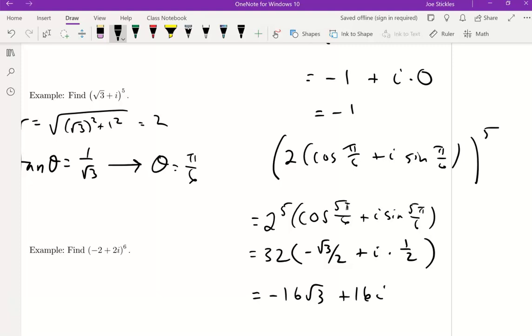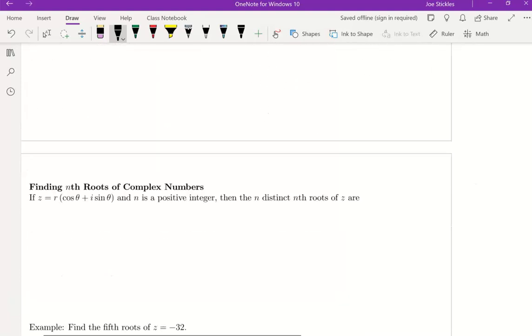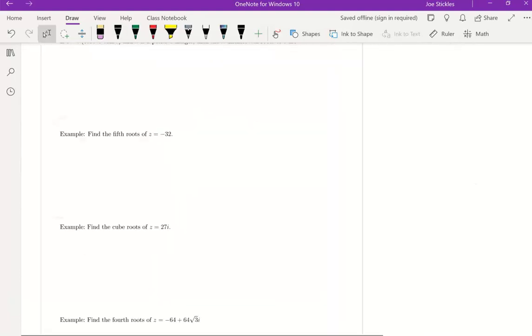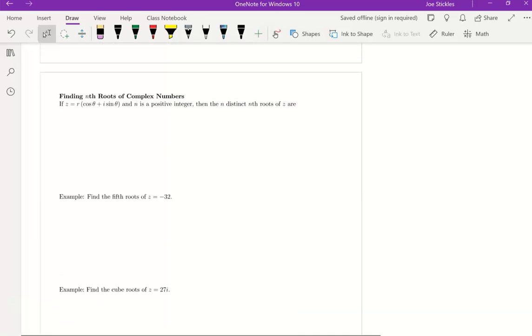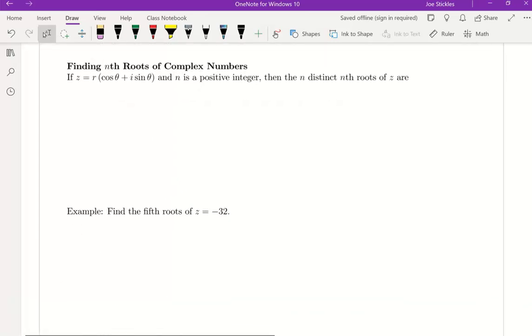That one okay? Does the process make sense, what we're doing? Again, notice the crux of this is converting a point to polar form, right? It's a good review for what we did back before break. That's okay? All right, I'll leave the other one there for practice for you. Let's talk about the last little bit here, which is finding roots of complex numbers.